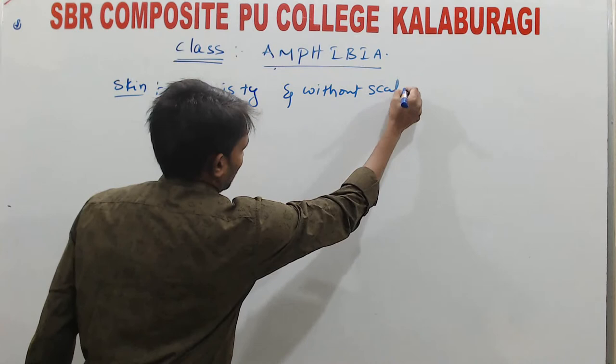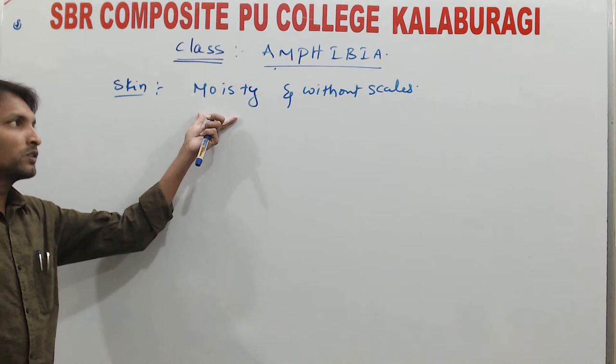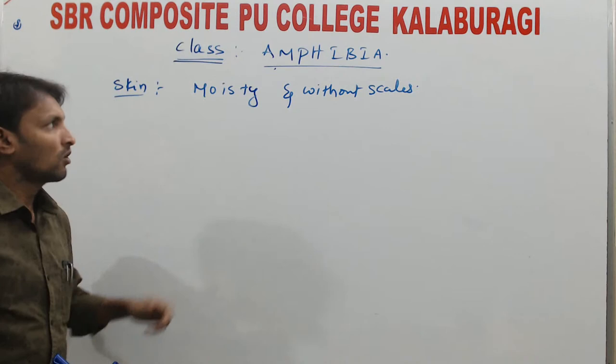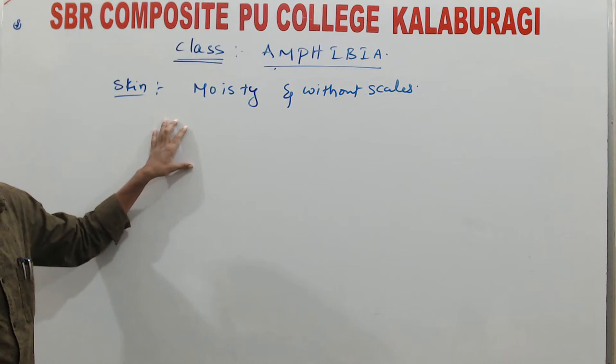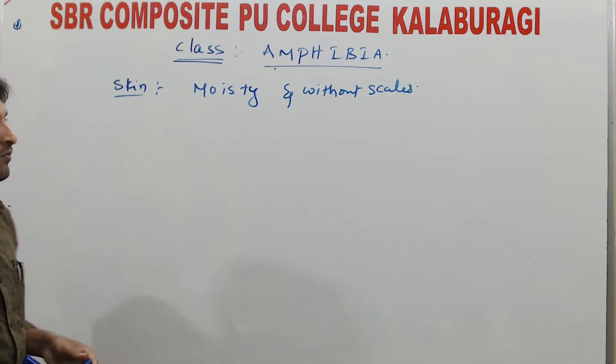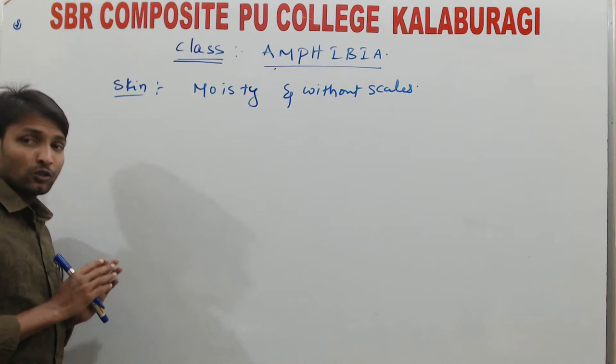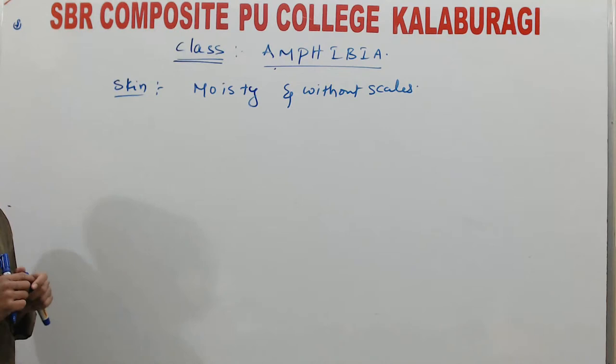So this moist nature of the skin provides gas exchange capacity to the organism. In amphibians you can find cutaneous respiration, which means exchanging gases through the skin. Generally, amphibian skin is moist in nature and without scales. This moisture is because of the glands beneath the skin layer, which continuously secrete mucus.